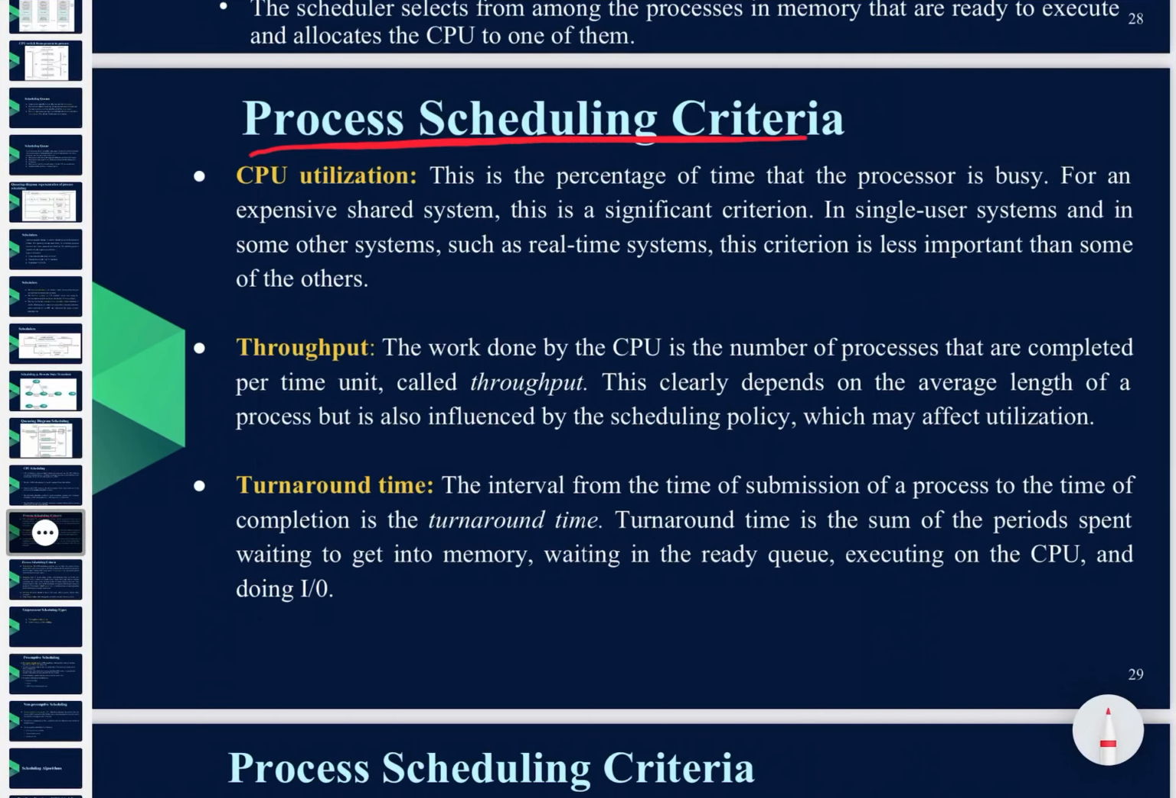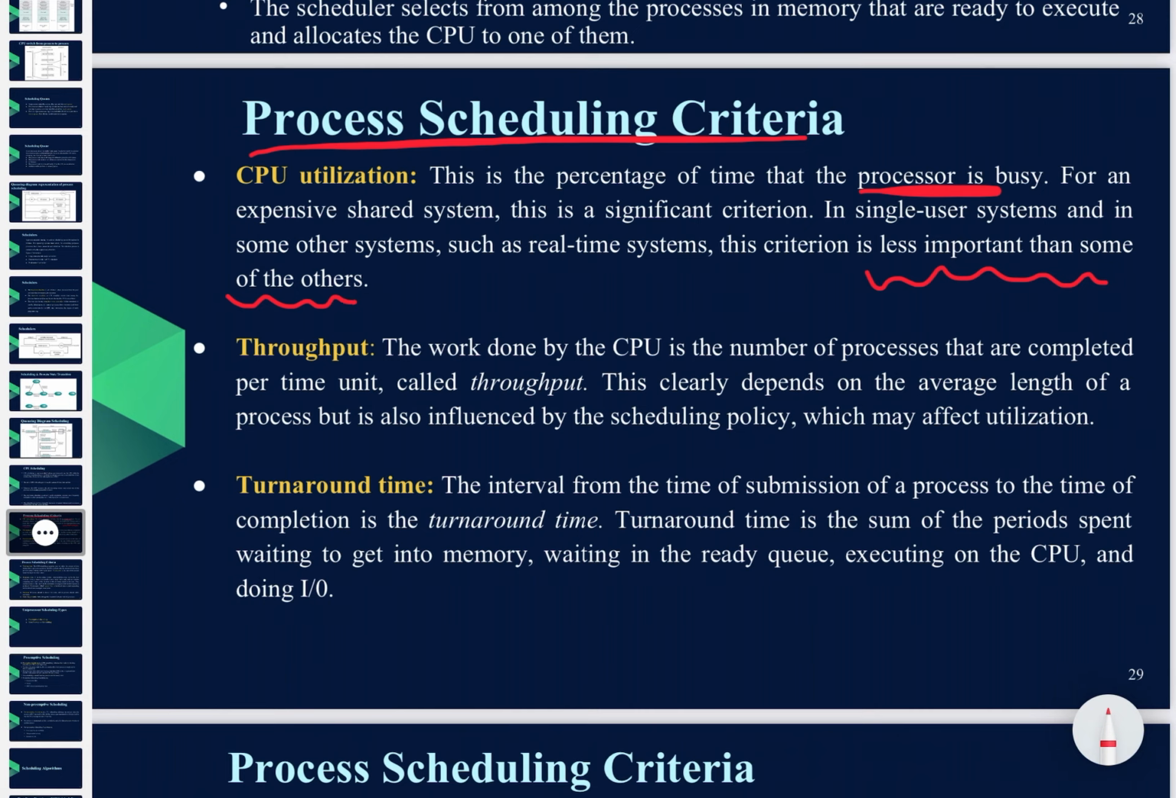Process scheduling criteria. On what criteria will the process be scheduled? CPU utilization. This is a percentage of time that the processor is busy. For an expensive shared system, this is a sufficient criteria. In single user systems, and in some other systems such as real-time systems, this criteria is less important than some of the other criteria.